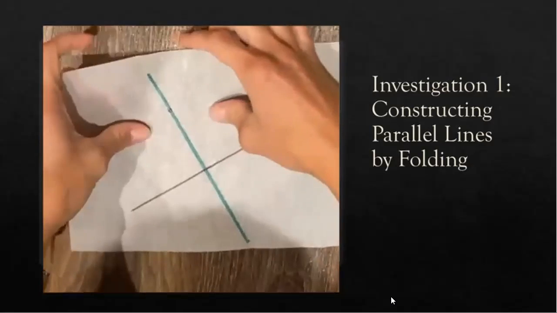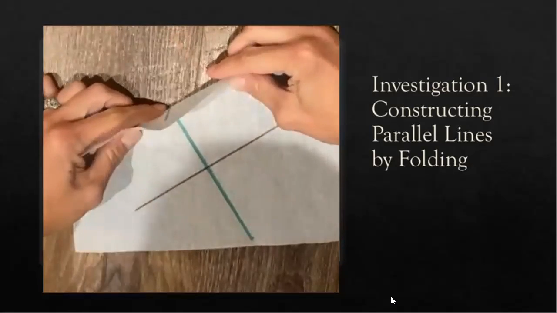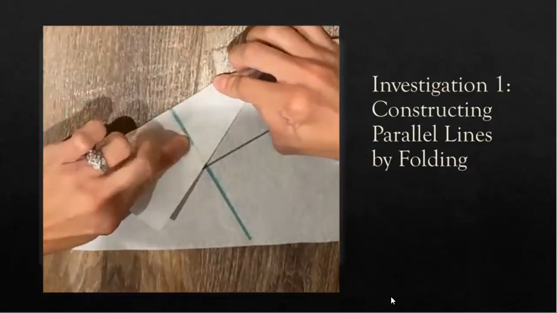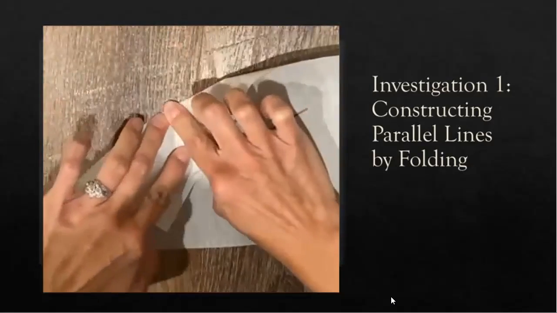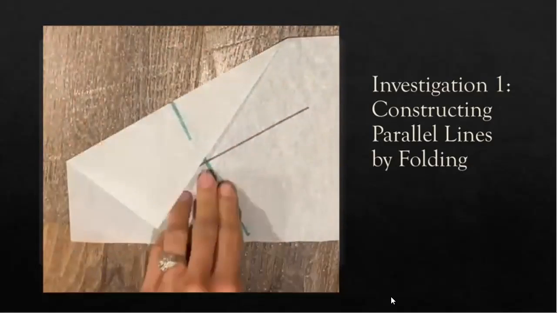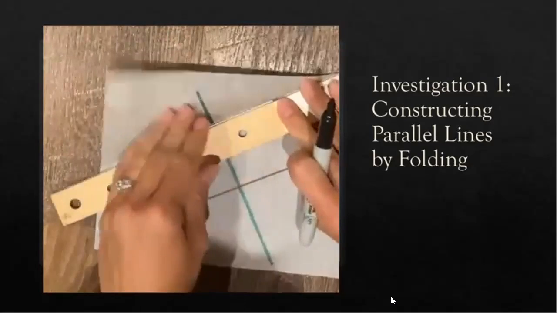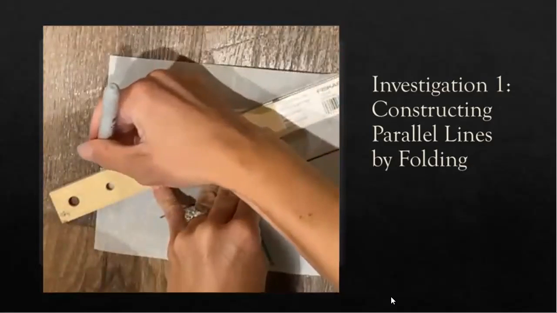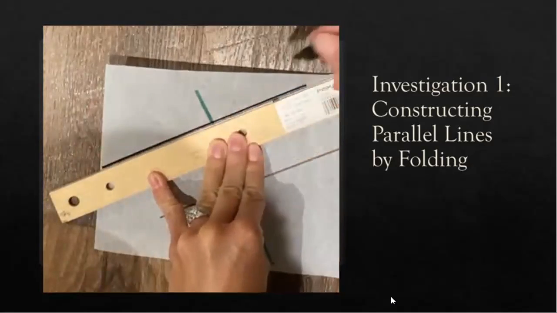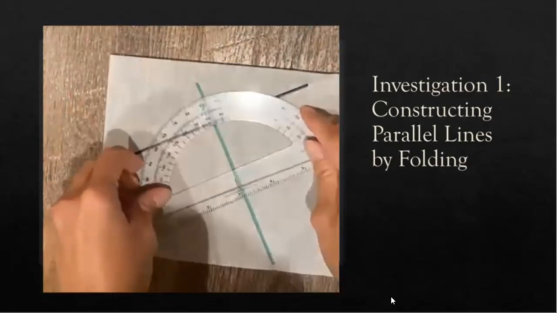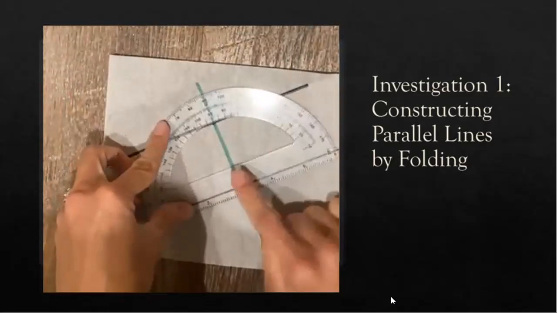I'm going to fold my paper again, this time matching the green lines and having the crease right at that point that I had. When I unfold it, I'm going to draw in that crease. So how do the two black lines compare? If I get out a protractor, I can measure the corresponding angles.